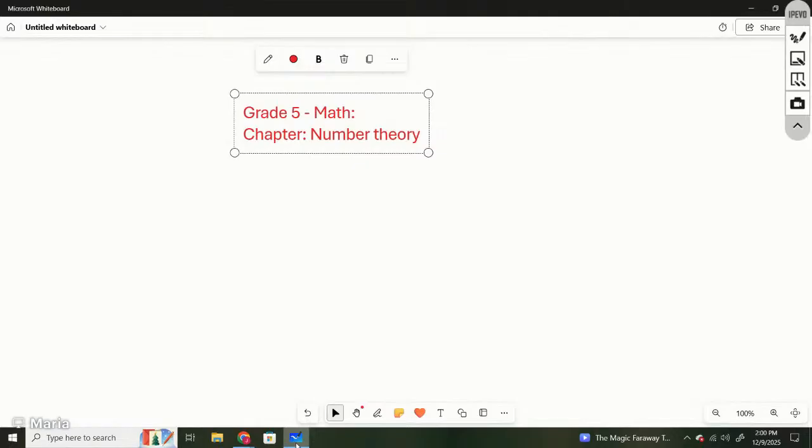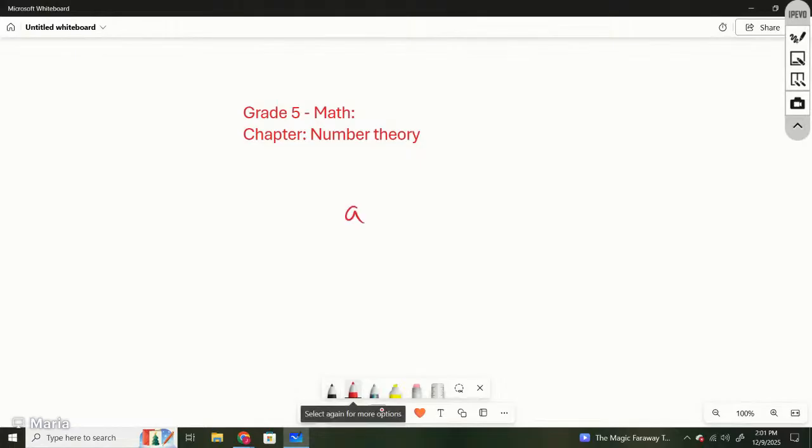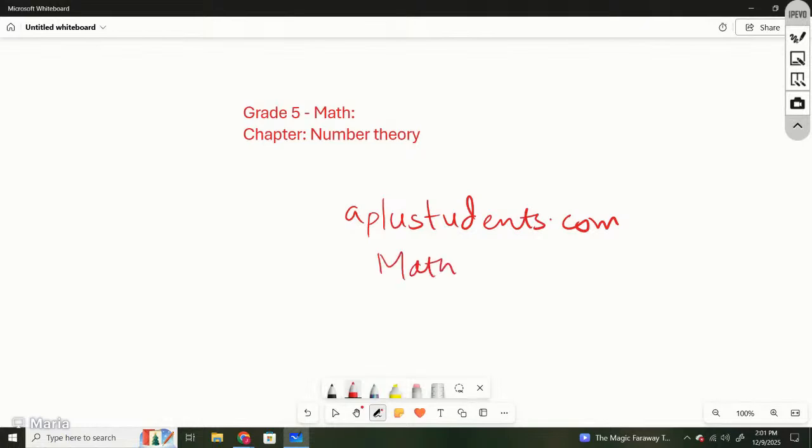We are here for grade 5 math. You can find all the lessons on aplusstudents.com. You have to log in there using your email address, and the password is provided by the administrator. Then you have to select math from the subject, scroll down to grade 5 math, and then click on lessons. There you can find a list of the chapters.